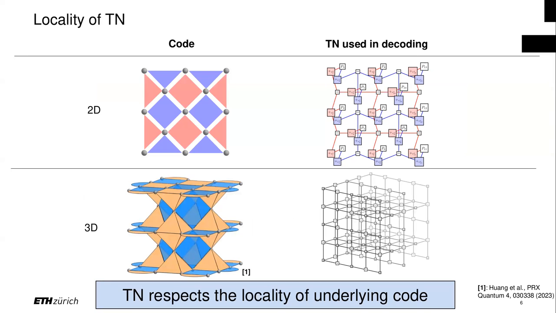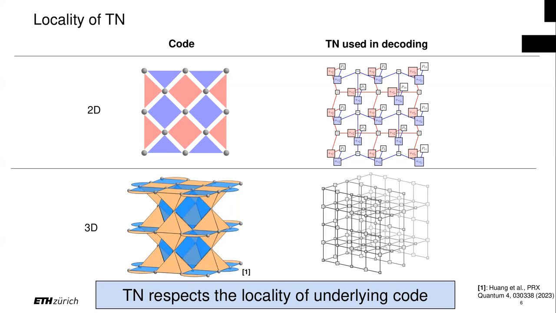Okay, so one comment I also want to make is this tensor network that shows up in this decoder follows the locality of the underlying code. So if you give me some sort of 2D local code, a 2D surface code, the tensor network is also going to be 2D local. And if you give me a 3D local code, a 3D surface code, for instance, I will get some sort of 3D local tensor network.